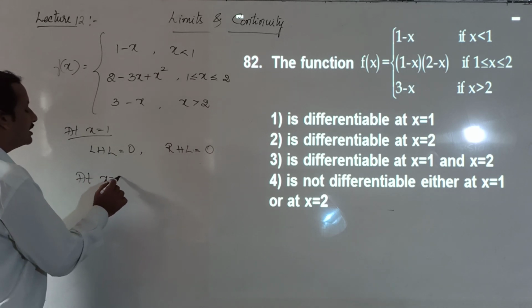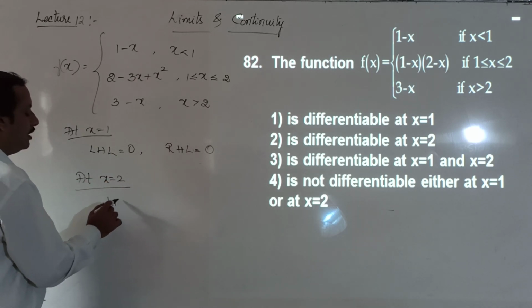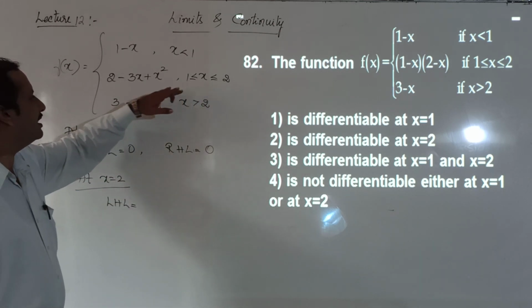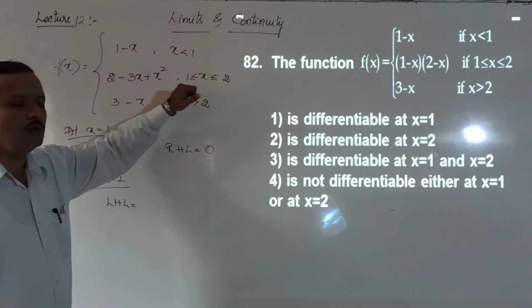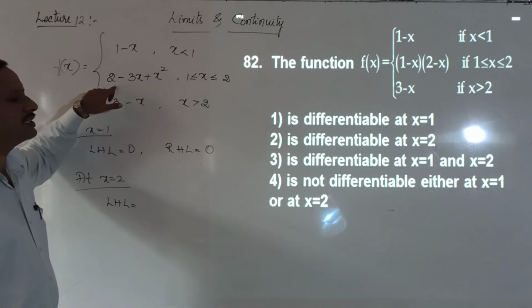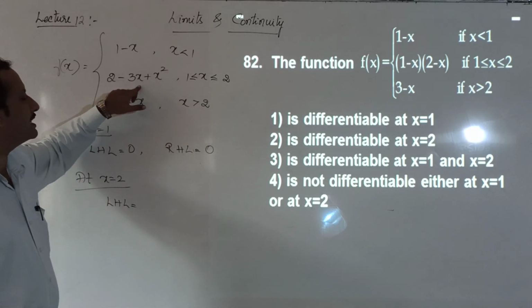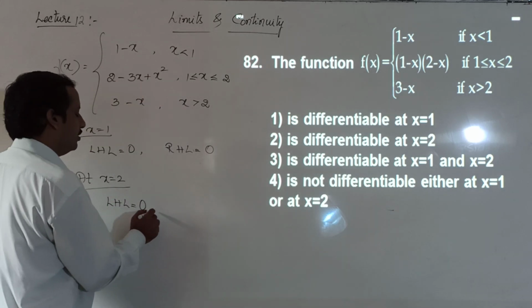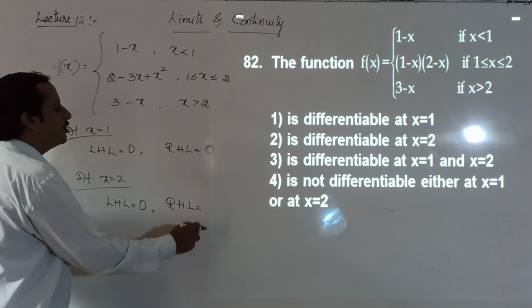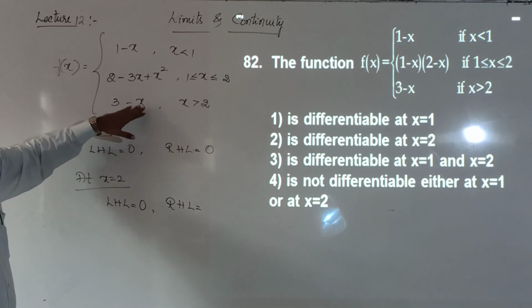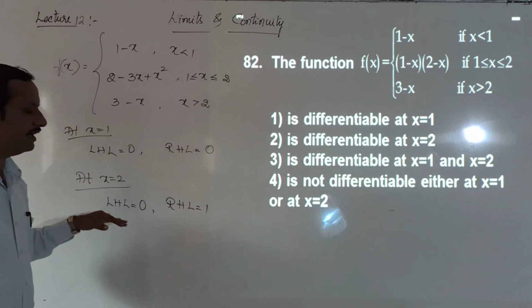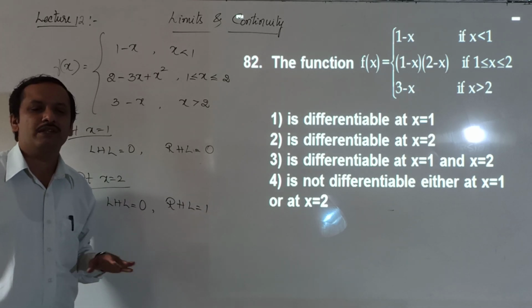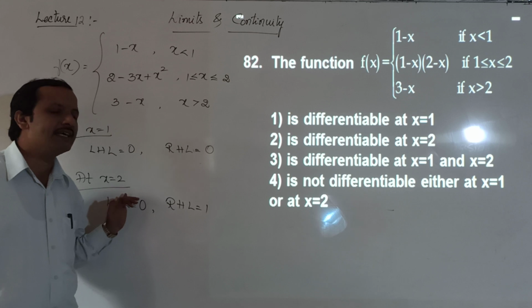Then I want to test the continuity at x equal to 2. For the left hand limit, this is what I have to consider. Put x equal to 2 here, 2 minus 6 plus 4, that will give you 0. For the right hand limit, put x equal to 2 here, 3 minus 2, which is 1. Left hand limit is 0, right hand limit is 1. The limit does not exist. Therefore, the function is discontinuous at x equal to 2.